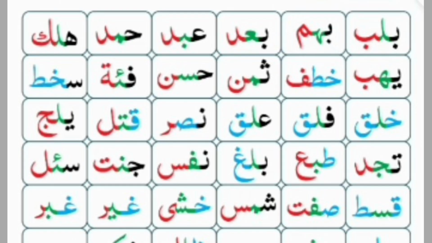Ba ain dal, ain ba dal, ha mim dal, ha lam kaf. These are called compound letters because 3 letters, 2 letters, or more letters are joined together, that is called compound letters.